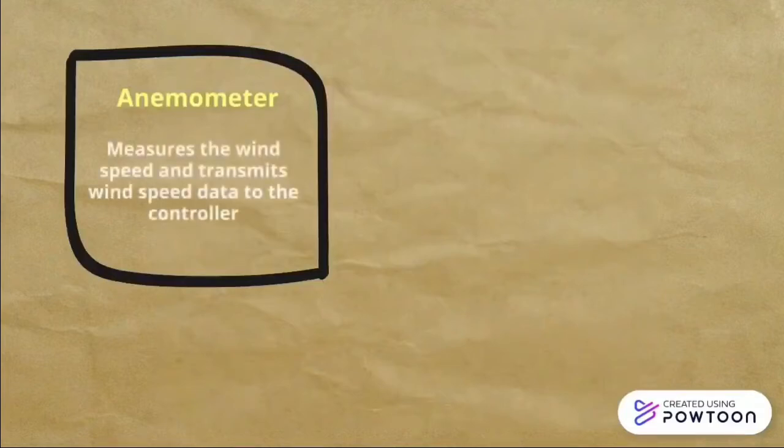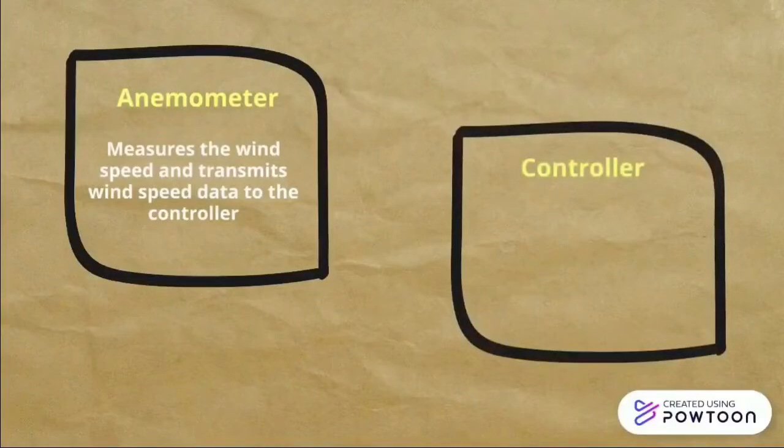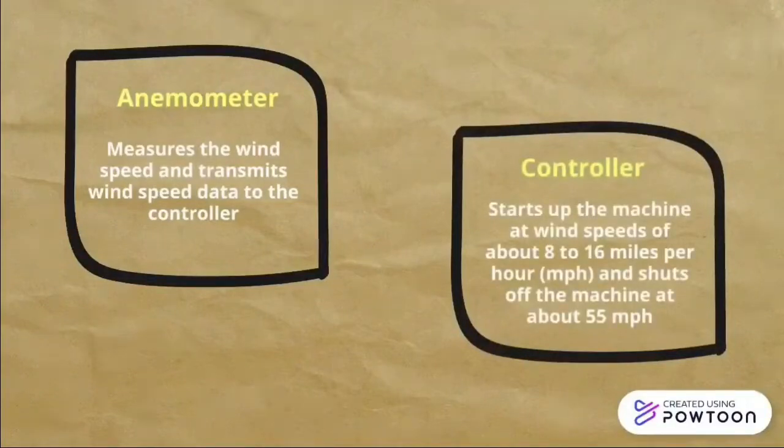Anemometer. It measures the wind speed and transmits wind speed data to the controller. Then, the controller starts up the machine at wind speeds of about 8 to 16 miles per hour (mph) and shuts off the machine at about 55 miles per hour.